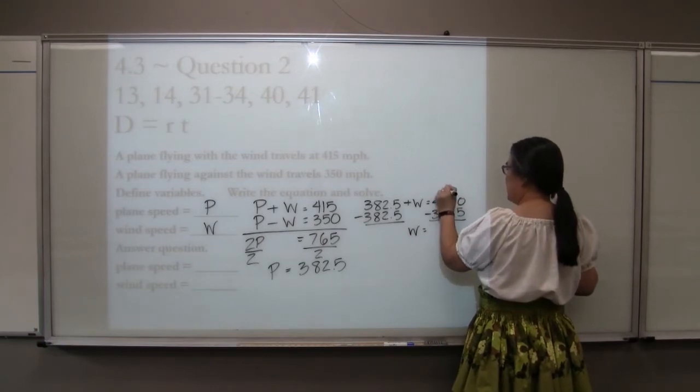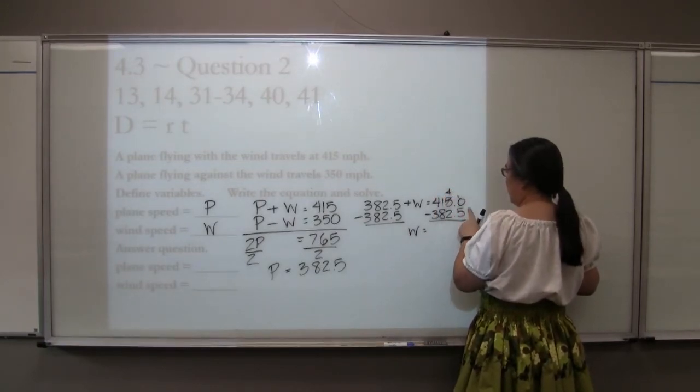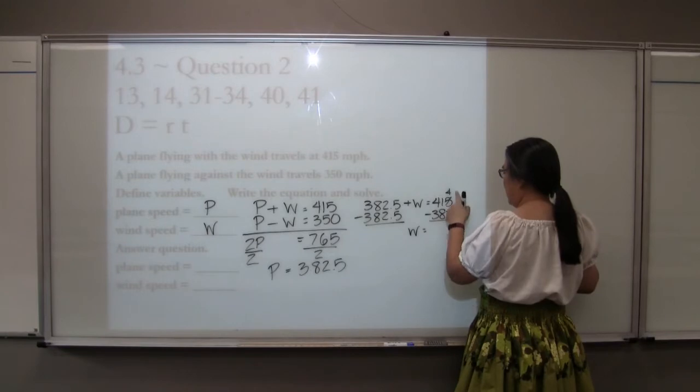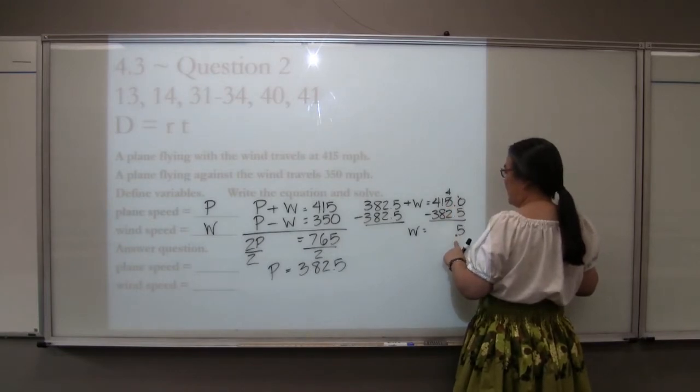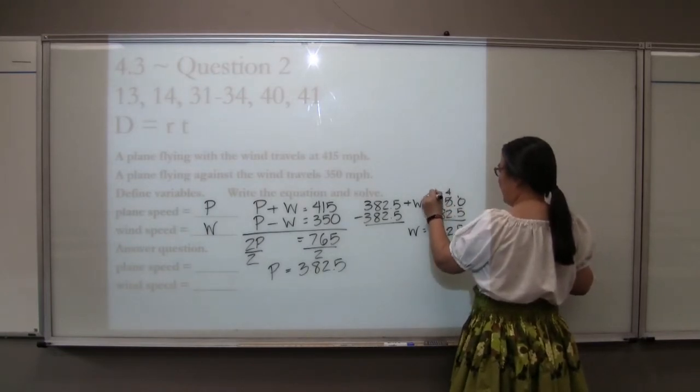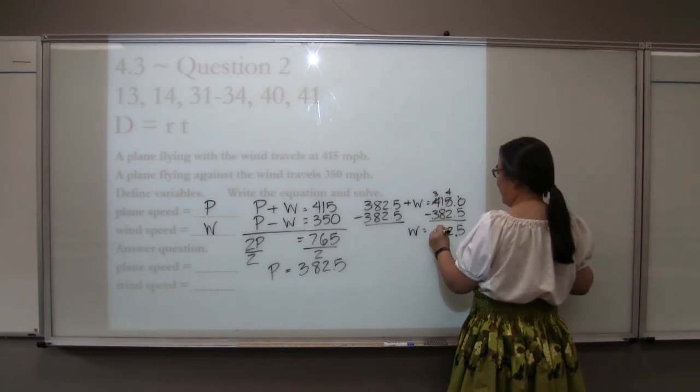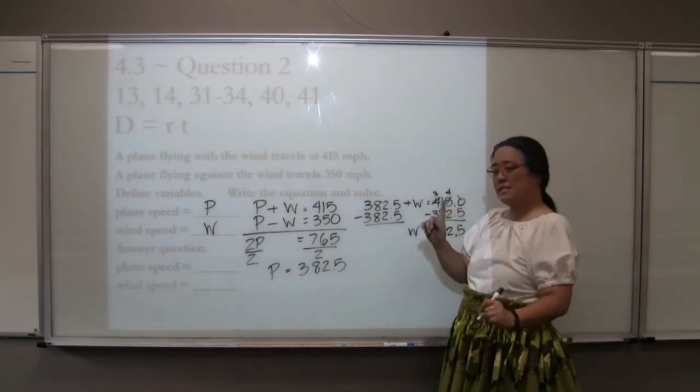We need our point 0 so that we can borrow. Keeping those decimals lined up because we're adding or subtracting. Take a look, does this make sense?